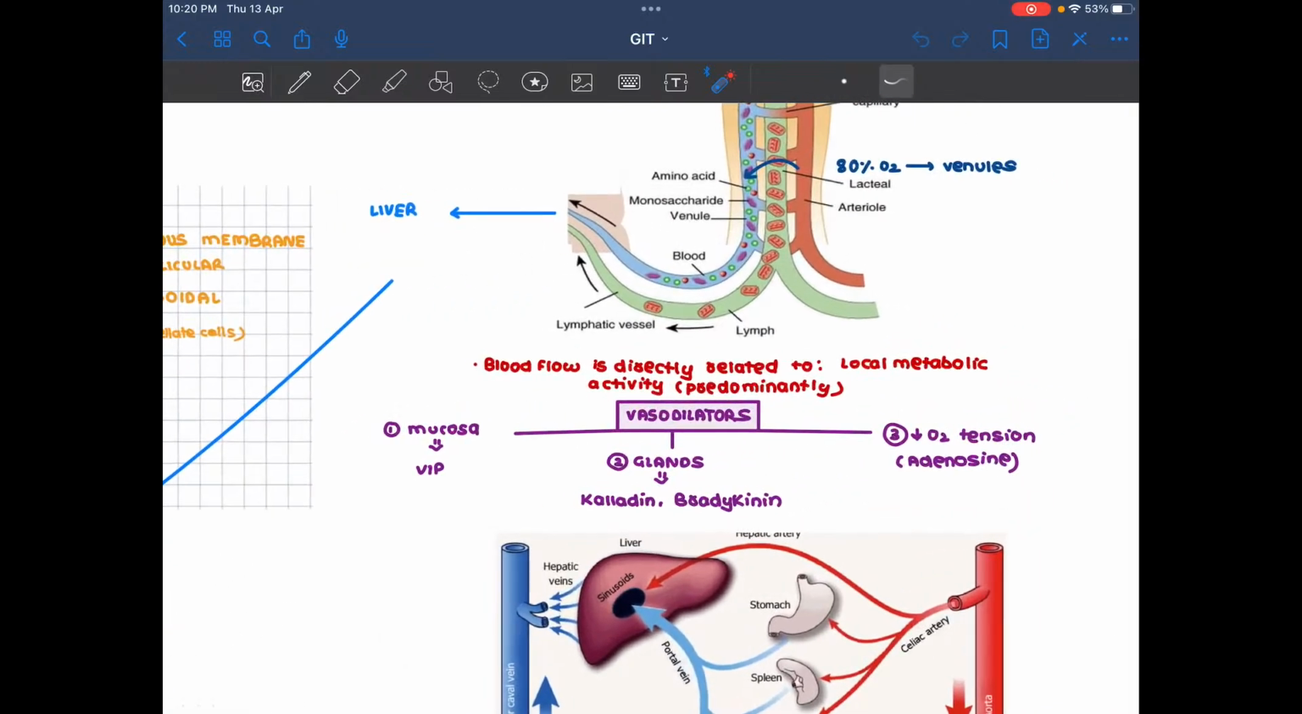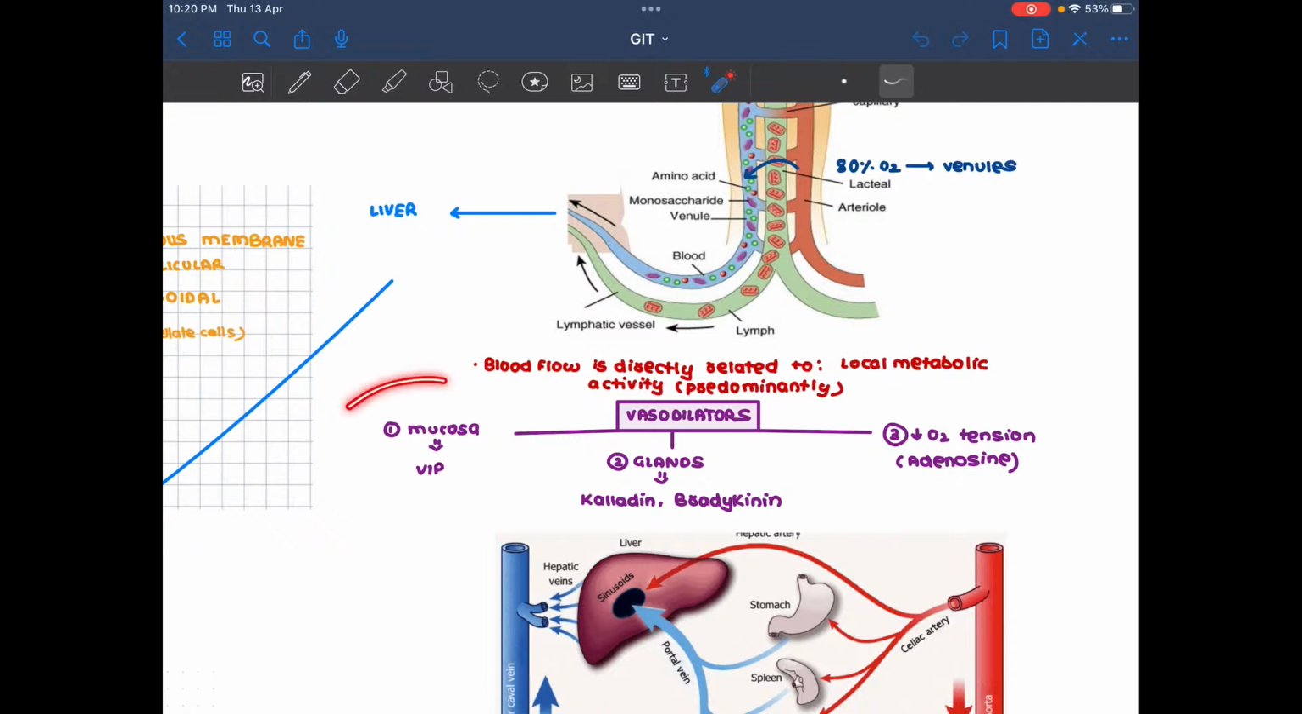Just remember, whenever we talk about blood flow anywhere, we have to see what factors regulate it. In case of the enteric nervous system, the blood flow is directly related to the local metabolic activity. The more activity, the more food, it's going to increase the blood flow accordingly. Okay? And how is it mediated?